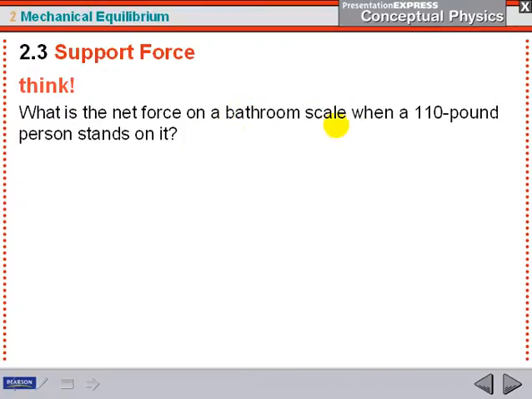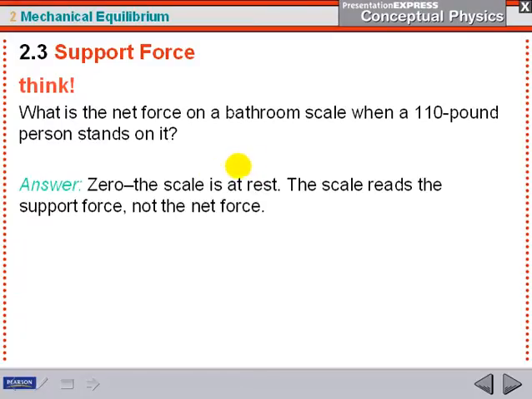So what's the net force on a bathroom scale when a 110-pound person stands on it? This one's simple. It's going to be 0. The scale is not moving. So the person's pushing down on the scale, and the floor is pushing back up on the scale, so the scale is not going to move.